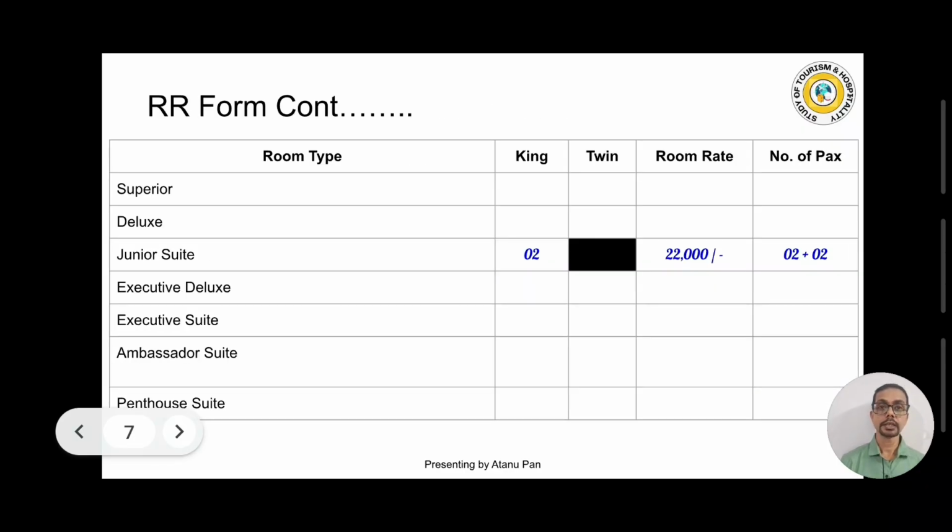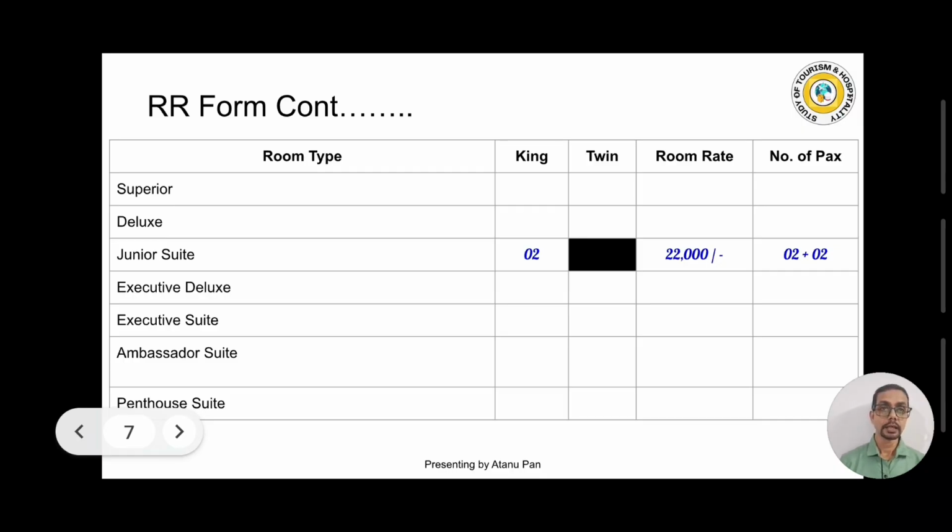This is the continuation of the RR form. Here you can see the different categories of rooms displayed, and we have to fill in what category of room, what room rate, and how many guests are going to stay. Alex D'Souza has chosen a junior suite, and Alex D'Souza has chosen a king size.